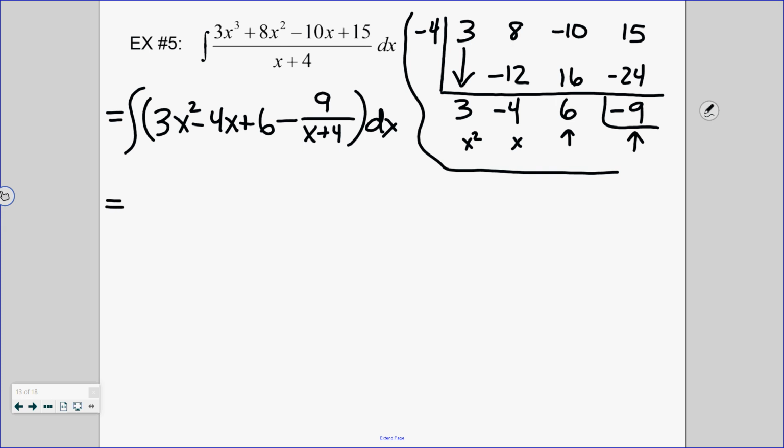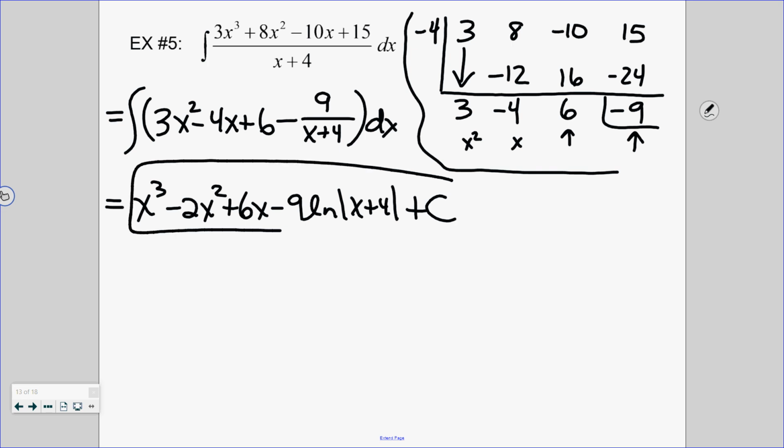Now I simply find all the antiderivatives because now everything is something I know how to do. So this is x cubed minus 2x squared plus 6x minus 9 ln absolute value of x plus 4 plus c. And you should get really quick at those ln's now.